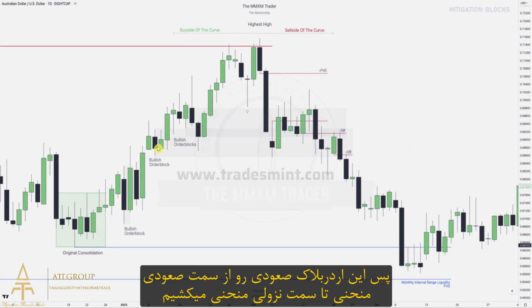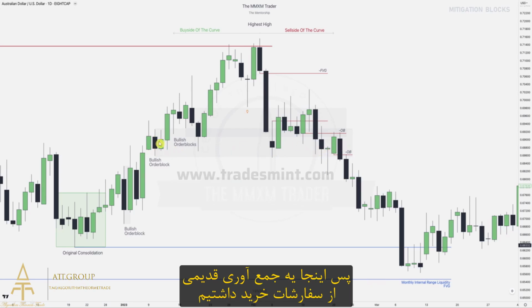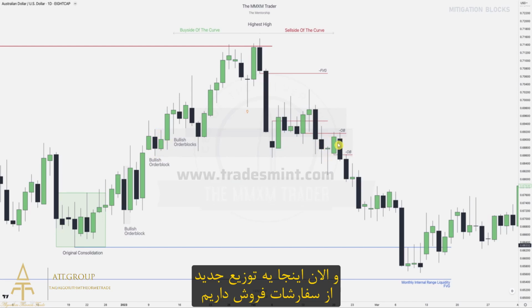So we outline this bullish order block from the buy side of the curve into the sell side of the curve, and again we are forming a bearish order block inside that old bullish order block, right? So we have old accumulation over here for buy orders, and now we have a new distribution for shorts to mitigate smart money positions.